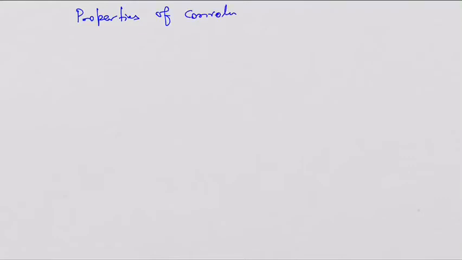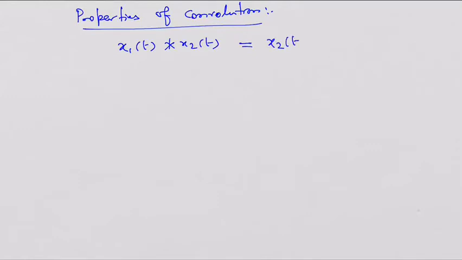Properties of convolution. How to obtain the properties? I have x1 of t convolved with x2 of t. According to the commutative property, the same can be expressed as the convolution of x2 of t with x1 of t. This is called commutative property.